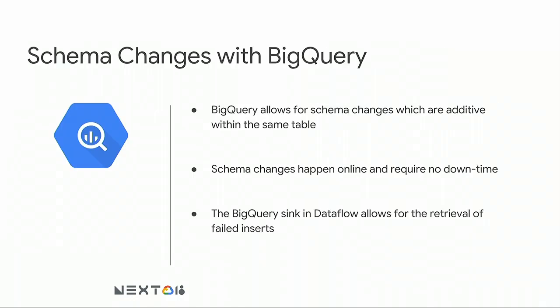There are a couple of features of BigQuery and Dataflow that allow us to do this fairly efficiently. BigQuery allows for schema changes which are additive within the same table. So schema changes happen online and require no downtime. And the BigQuery sink within Dataflow allows the retrieval of failed inserts. Combining all these things together, we can actually achieve this dynamic mutating schema within our pipeline.